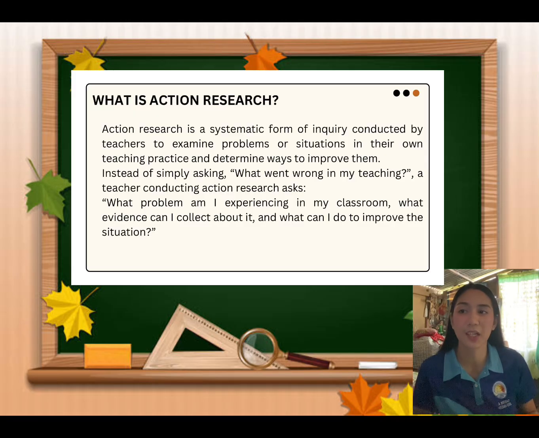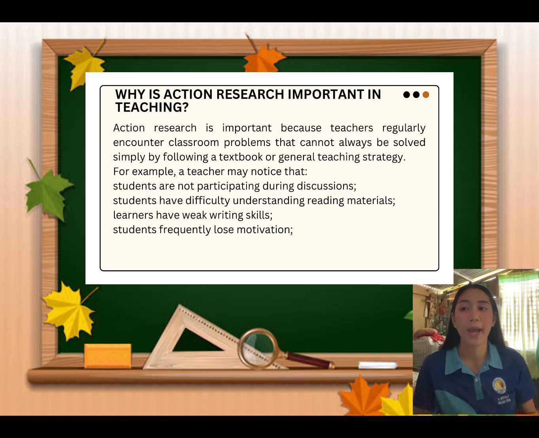So, in simpler terms, identify the problem, then investigate it, take action, then examine the evidence, reflect, and then improve. So, action research connects three important things. First is research, then action, and reflection. So, why is action research important?